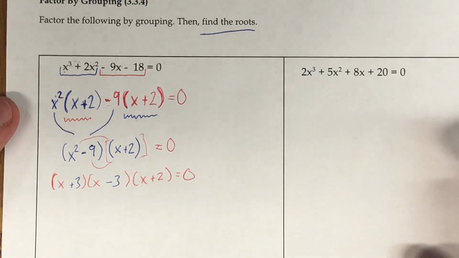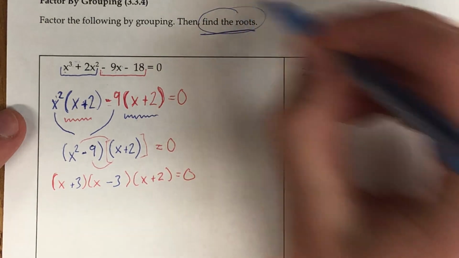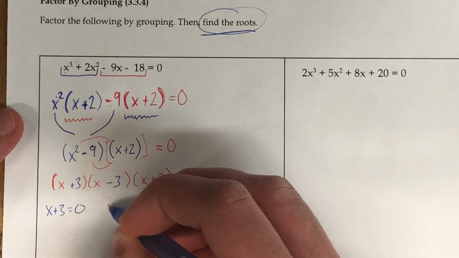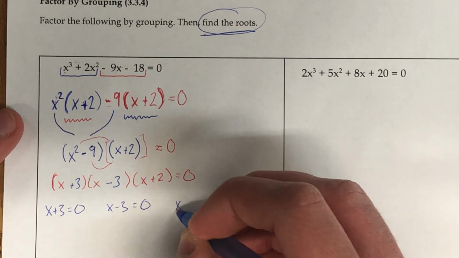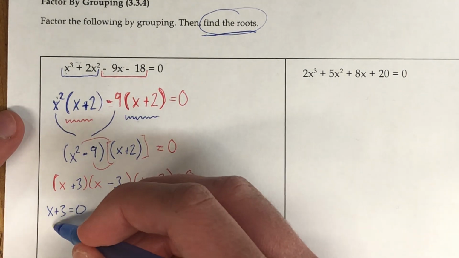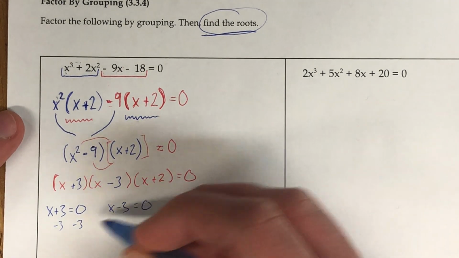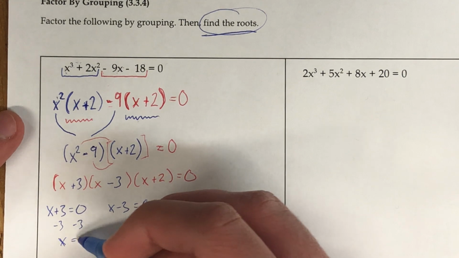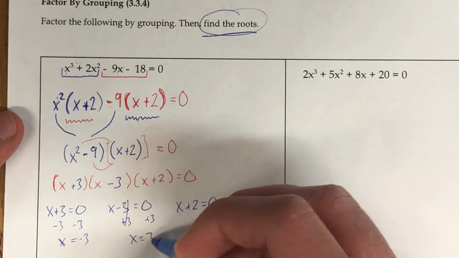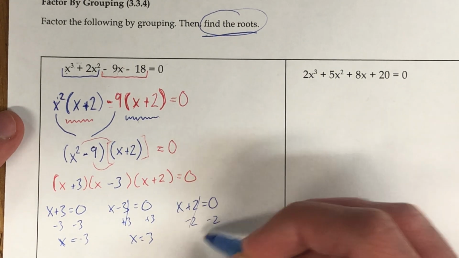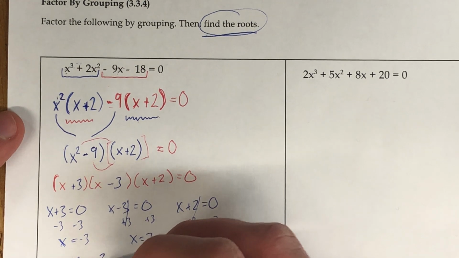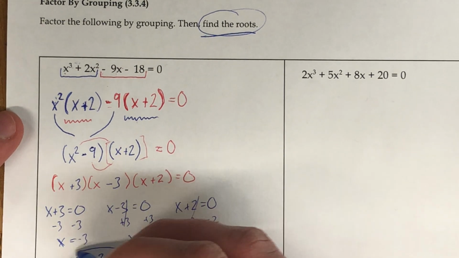And now I just have three factors that we can set equal to 0 to find our roots. So I take x plus 3, set that equal to 0. I take x minus 3, set that equal to 0, and x plus 2, set that equal to 0, and solve for x. So in this case, I'll subtract 3 from both sides to get x equals negative 3. Here I'll add 3 to both sides to get x equals positive 3, and then subtract 2 from both sides to get x equals negative 2. So my roots would be negative 3, negative 2, and 3.